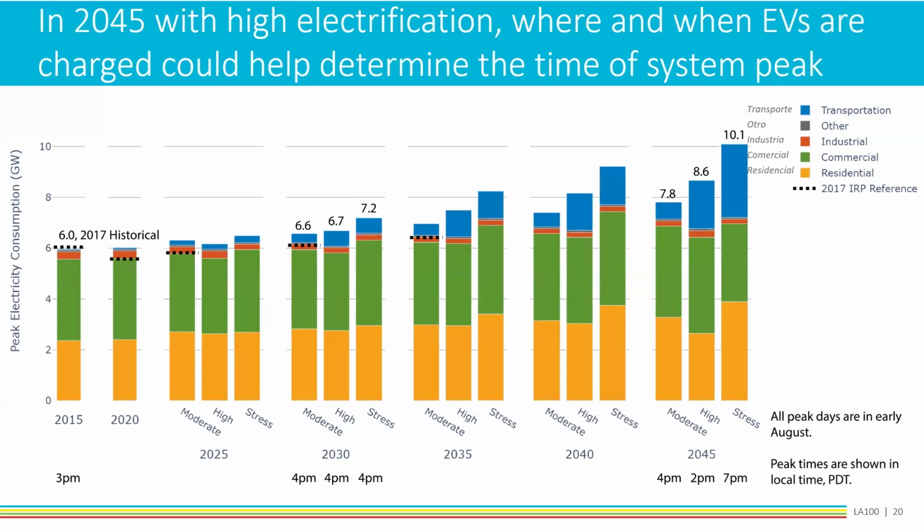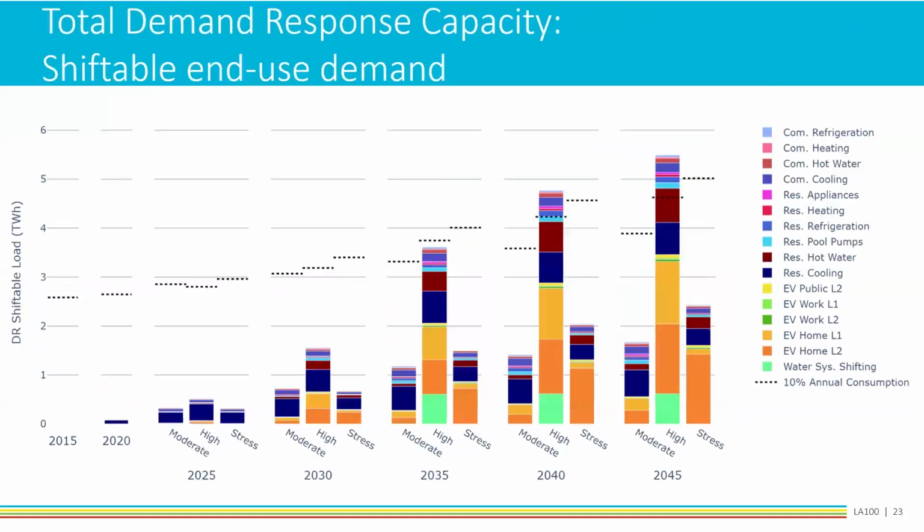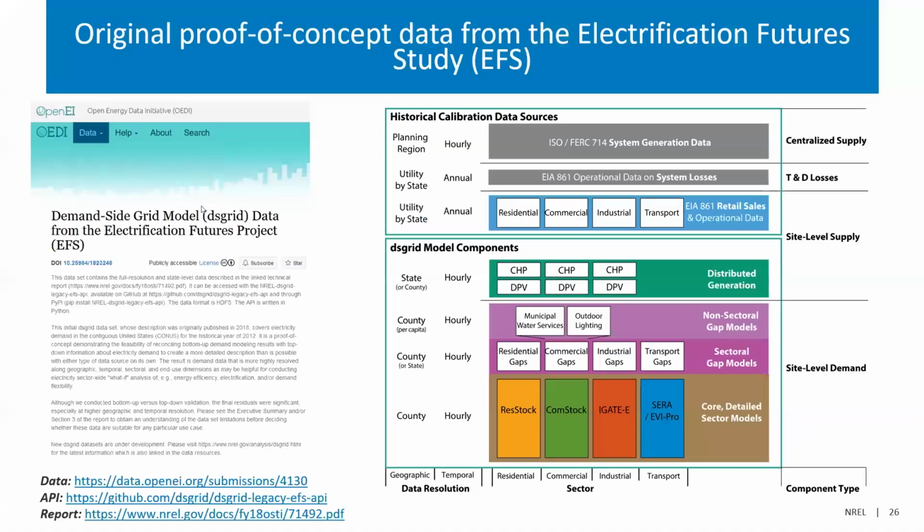Next question is, can dsgrid model community battery storage?